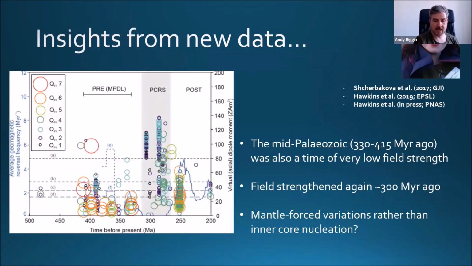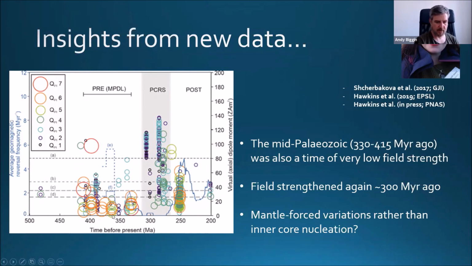Okay, then going to later time periods, I'll highlight the work of Louise Hawkins at Liverpool. She gathered a load of data from the mid-Paleozoic, so from early Carboniferous and Devonian age rocks, and she also assessed the quality of the paleointensity from across this time period and through the later Paleozoic. And this is a key figure from a paper that's in press at PNAS at the moment, that's introducing this idea of a mid-Paleozoic dipole low. So we've got this interval here where the field was again very low.